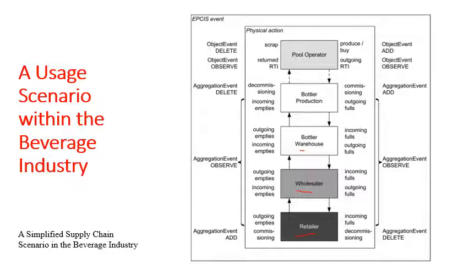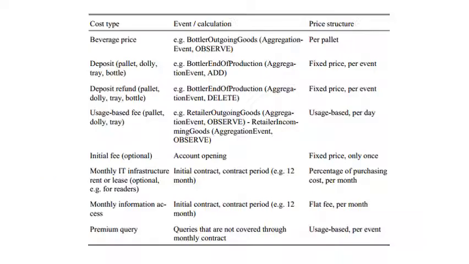The object event add and object event observe are made at the pool operators. The aggregation event add, aggregation event observe, and aggregation event delete are the components which can be made in this simplified supply chain scenario for the beverage industry. Next, the cost types involved in adapting the already existing billing component to the IoT environment, and the different cost types available, we'll be discussing.